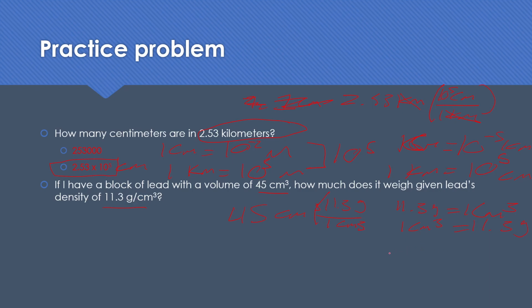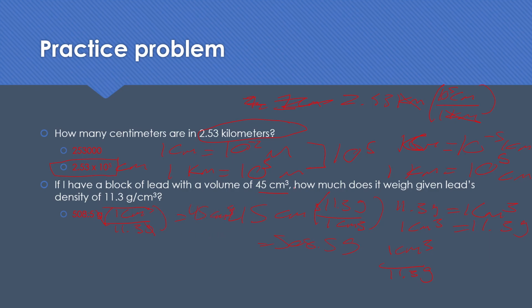So if I were to write this the other way, I could say that it's 1 centimeter cubed per 11.3 grams. When would I want to do that? Well, you'd want to do that if I had the mass and I wanted to know how much volume it took up. So I'm going to do 45 times 11.3, and you're going to get 508.5 grams. So if I started with this number and I said, okay, I know the density of lead, what is the volume of this mass of lead? Then I could do 1 centimeter cubed per 11.3 grams. Grams would cancel, and you'd get 45 centimeters cubed.